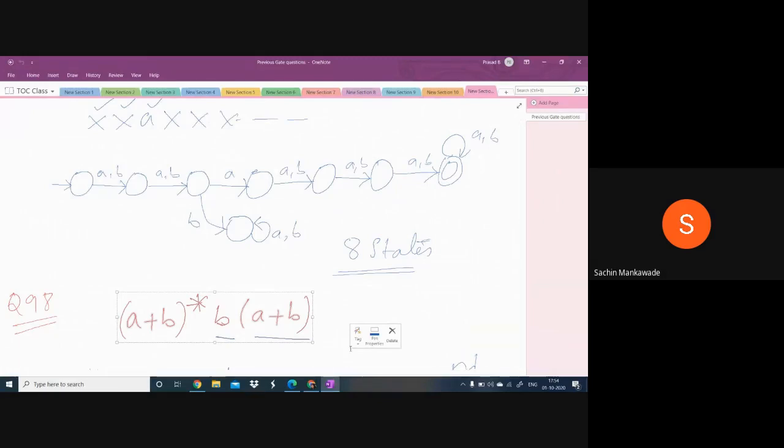The minimum number of states of a DFA over A, B that accepts all the strings represented by this regular expression is. Now tell me, what kind of strings will this regular expression produce?